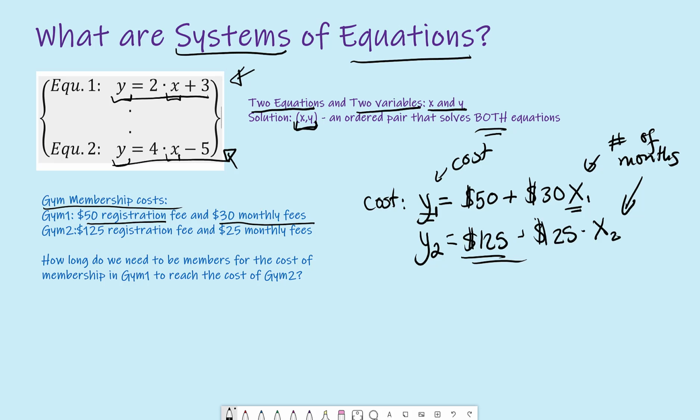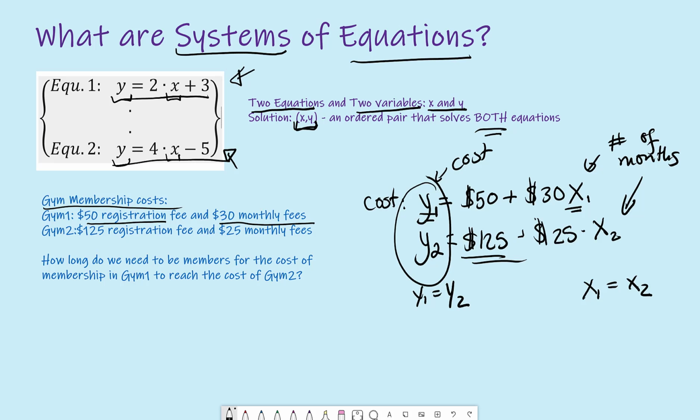What does that mean? If we're looking at the cost of memberships, and we want them to reach the same number, we're looking at a situation where these two y's are the same, right? Y1 will be equal to Y2. But we're looking for that to happen after the same number of months in both memberships. So also X1 equals X2.